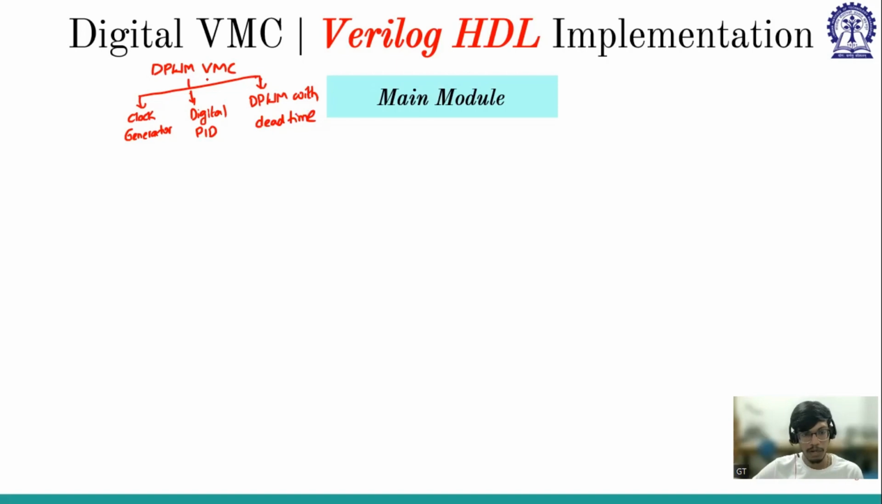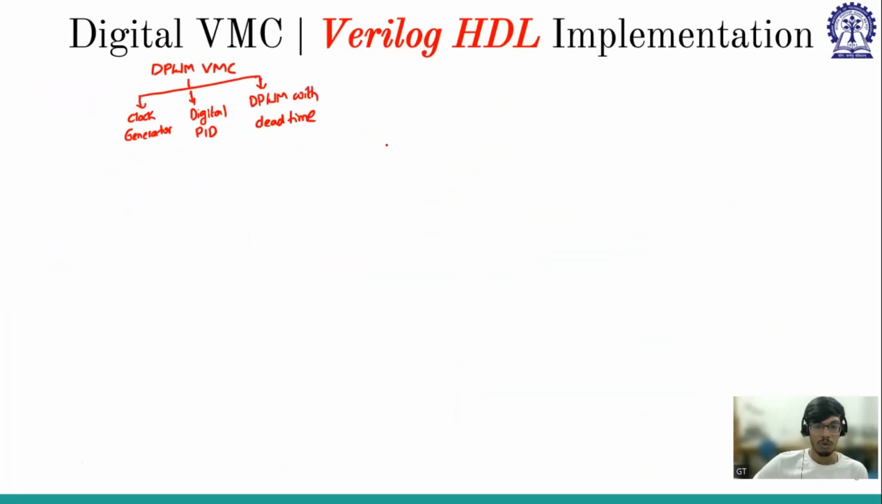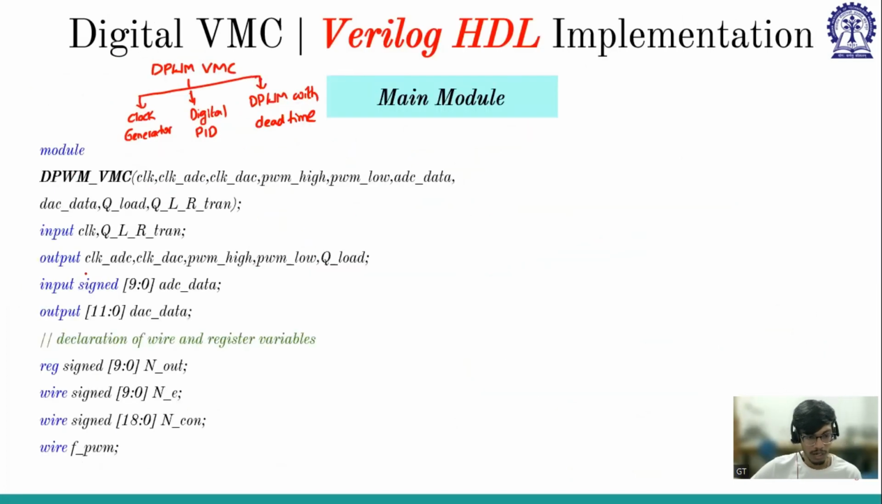So our DPWM VMC is nothing but this block. So this block is the DPWM VMC. Okay, so the main module. So this is the copy pasted code from that Verilog. So we can discuss here or we can have interaction among us and we can better understand the code.